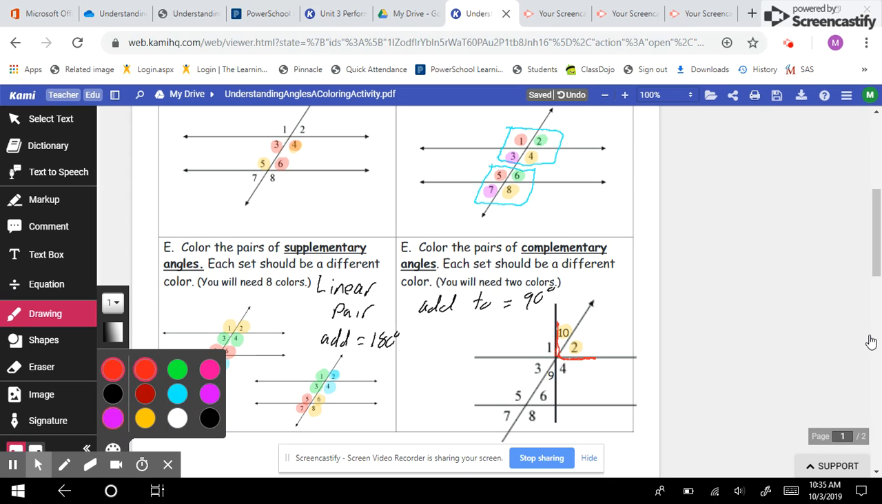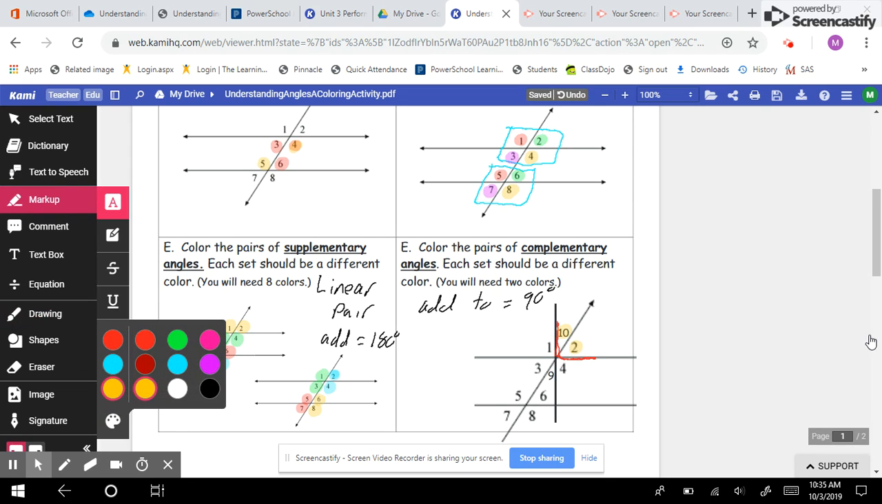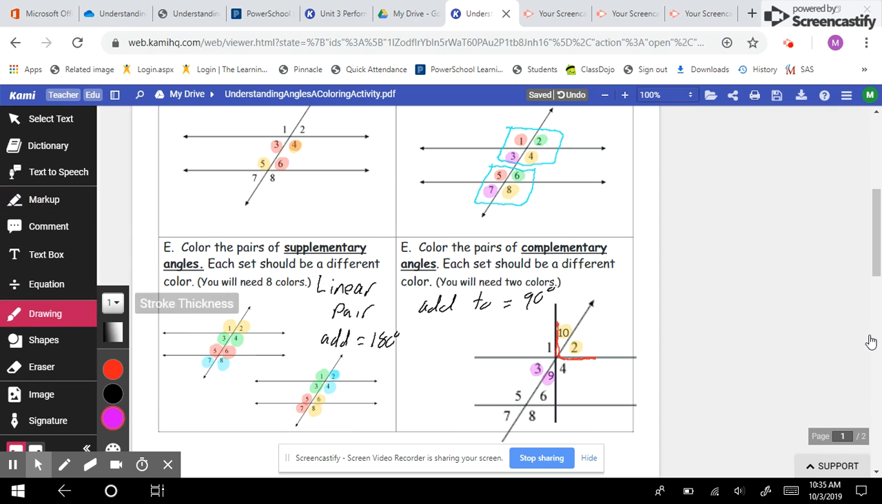The second pair of these would be angle 3 and angle 9. Again, if I look, when combined, they make a right angle. They make a 90-degree angle. So they are complementary angles.